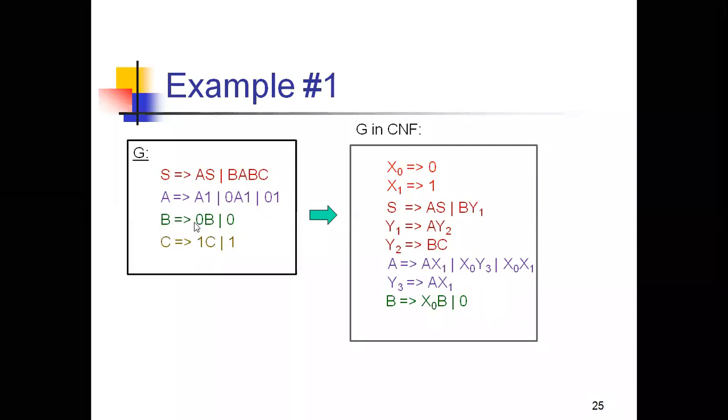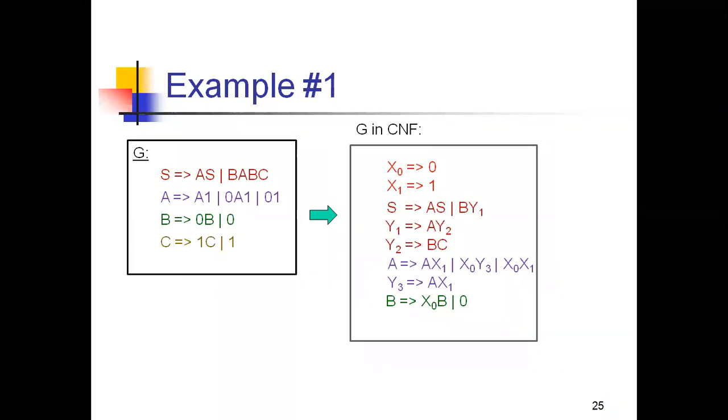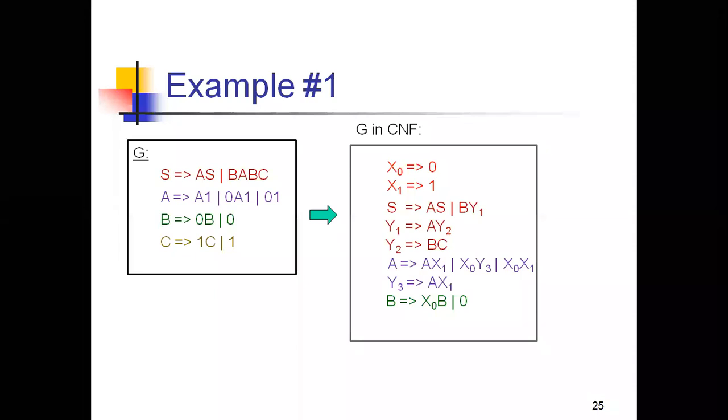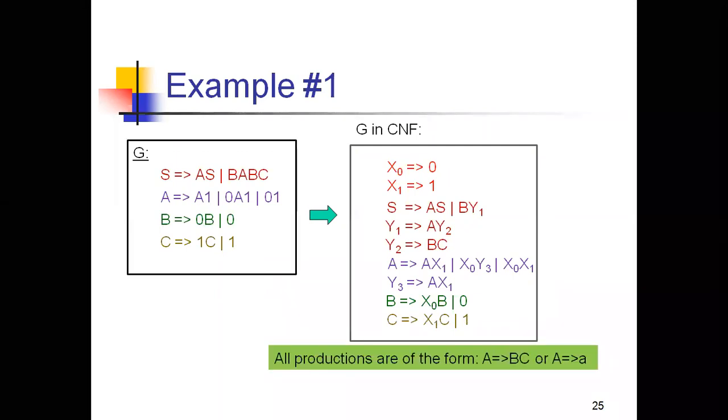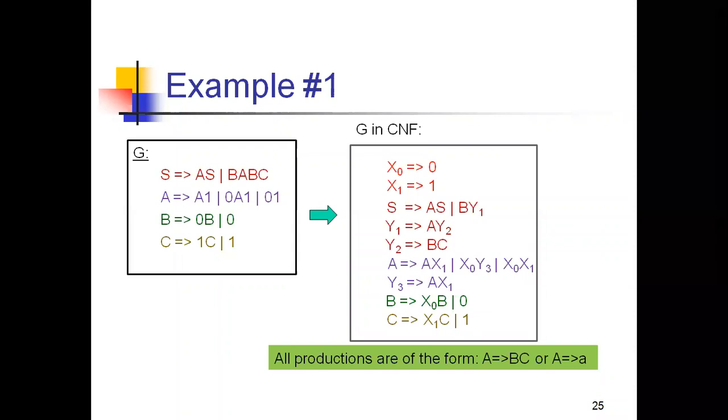Now B, and don't write X0 for these terminals. Only with the combination of variables, wherever you're having the terminals, there only you need to replace X zeros and X ones. If you are having a direct terminal, no need to write the X zeros and X ones. So 0B, that is X0 B or 0, X1 C or 1, right? All productions are of the form A tends to BC or A tends to a. This is the way of converting the given grammar into Chomsky normal form. And please make a note of this example.